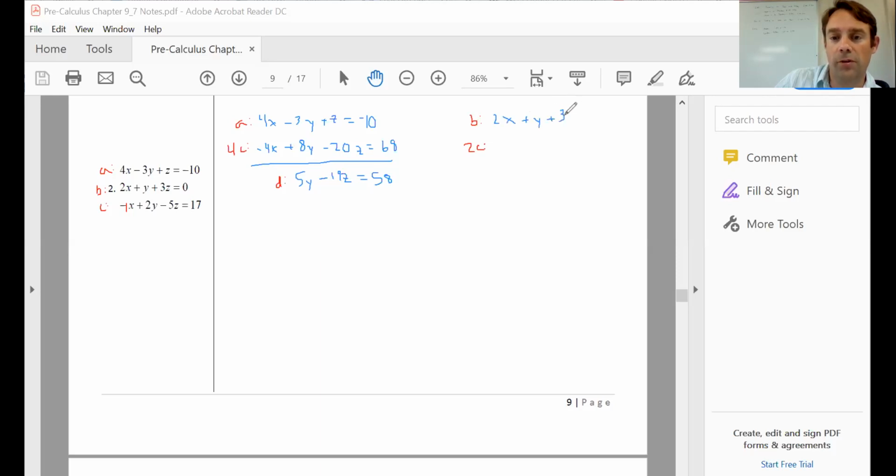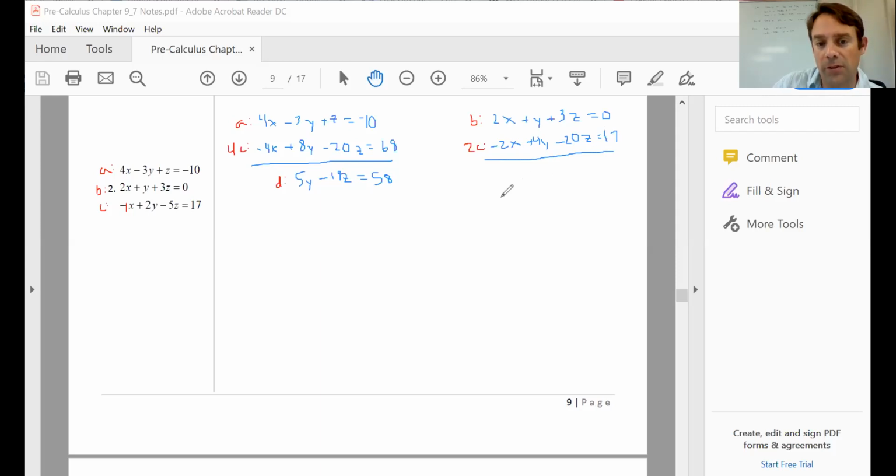So 3z equals 0. There's my B equation. This time I'm going to multiply my C equation by 2 to get negative 2x, so you can see how my x's are opposites again. Plus 4y minus 20z equals 17. Like that.